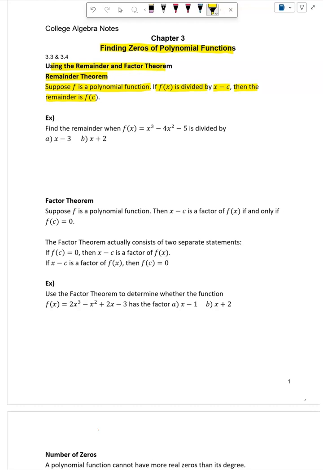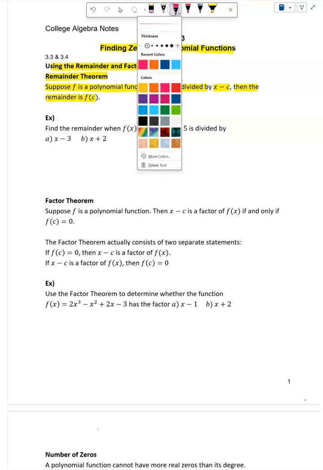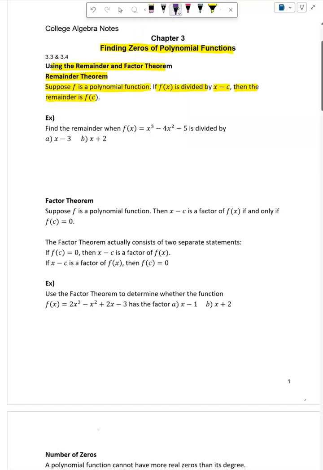So let's do an example of this. We're going to find the remainder of f of x, which is x cubed minus 4x squared minus 5. We're going to divide this by x minus 3 for part a, and then for part b it's going to be divided by x plus 2. First we have to talk about how to do synthetic division, because that's how I'm going to do this.